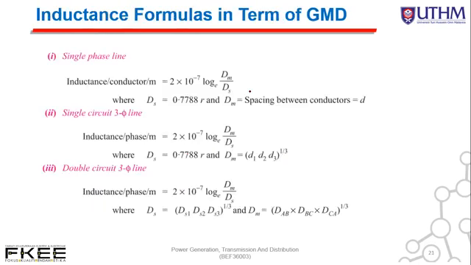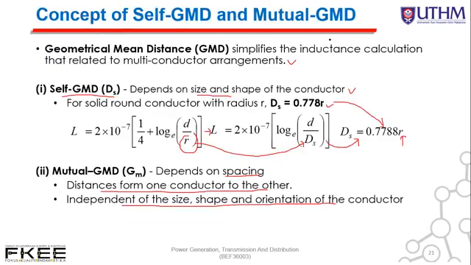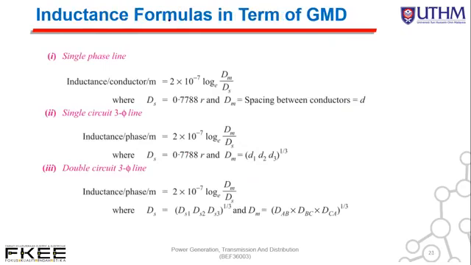So there is a formula for inductance in terms of geometrical mean distance, GMD. For a single phase line, the inductance per conductor per meter will be 2 times 10 to the power of minus 7 log_e Dm over Ds, where Ds is 0.7788 r and Dm is the spacing between conductors, or D, for a single phase line.